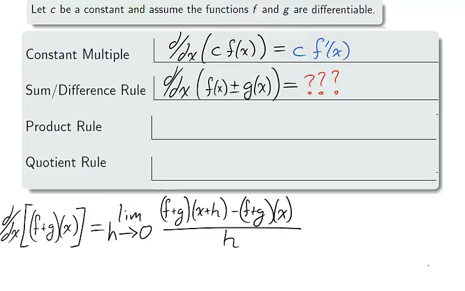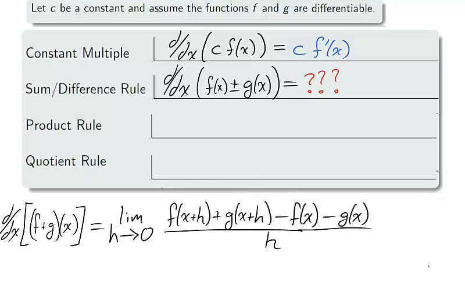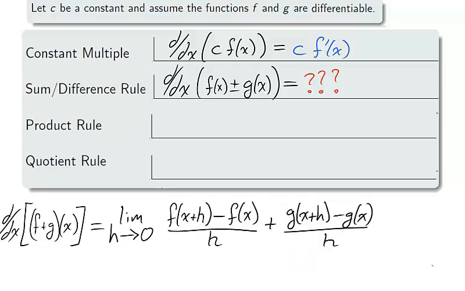Let's take a moment to calculate the summation rule for derivatives. We begin with the limit definition of the derivative and break apart f plus g. We'll then pair up function terms in the numerator and split the fraction. Though we can split the fraction, we might not be able to split the limit.